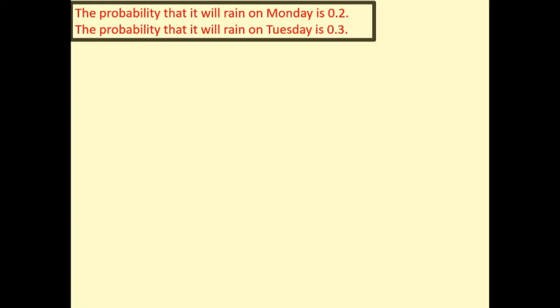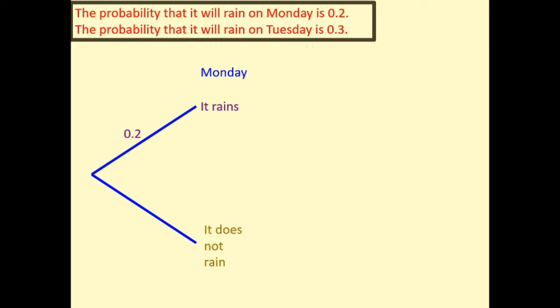Okay? Now, it depends how you want to do this, but I'd make Monday your first branch. Yeah? And there's 2 outcomes: it rains, which we know is going to be 0.2. Now, logically, the other one's going to be it doesn't rain. Okay? Now, because they have to add up to 1, it's got to be 0.8, because 0.2 plus 0.8 is 1.